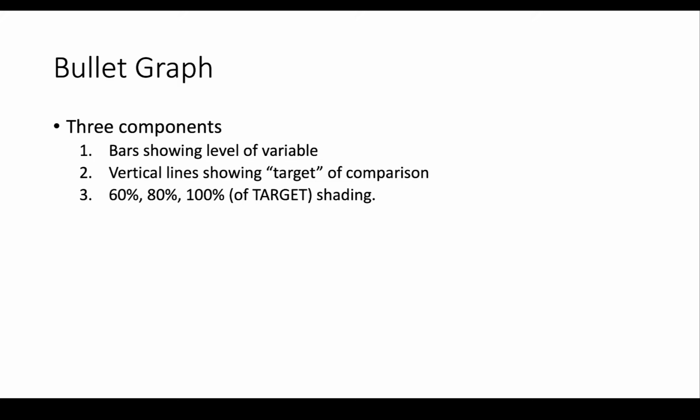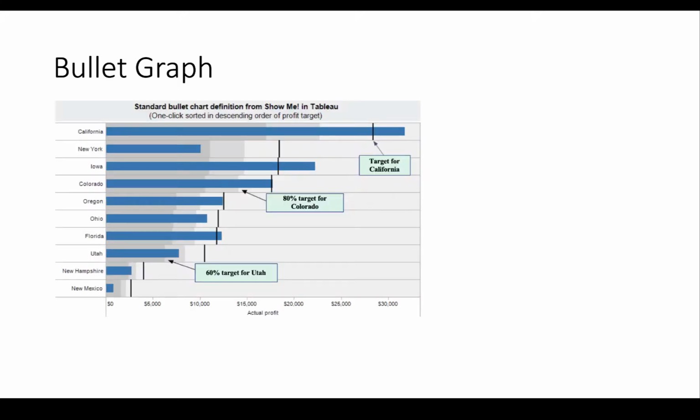First, there is the bar which shows the level of the variable, vertical lines which are showing the target that that bar is trying to achieve, and then 60, 80, 100% shading of that target. Here's an example. We see this blue bar is showing the level of the variable. The black bar is the target for this row, which happens to be California. And this shading is 80% and 60% for each of the rows in the chart. But if you really look, it's just a bar chart with decoration. Now, the nice thing is Tableau does these right out of the box.